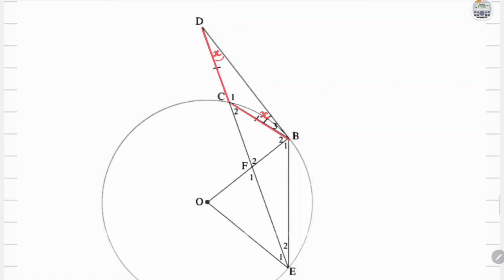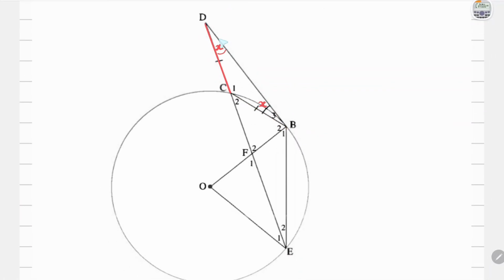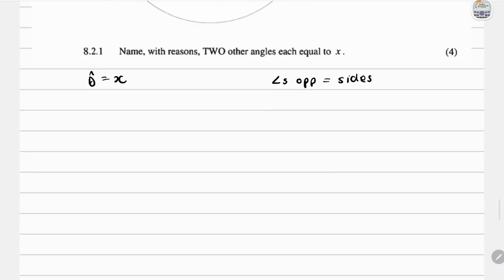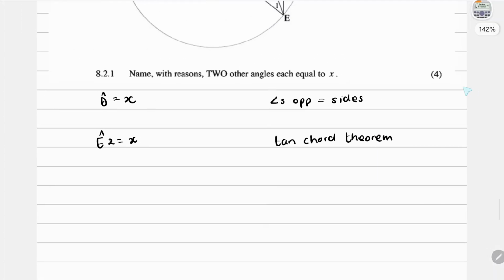And then what else do we have? So this is X over here. Okay, they told us that DB is a tangent. So if DB is a tangent to the circle at B, then this is the chord that we have, right? The angle between a tangent and a chord is equal to the angle supported by that same chord at the circumference. Okay, so that angle over there. So angle E2 would be equal to X because of the tan chord theorem. So tell them angle E2 is also equal to X because of the tan chord theorem. And that is our answer, and that was for 4 marks.